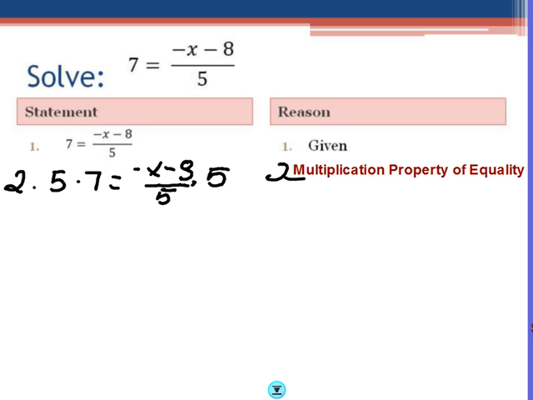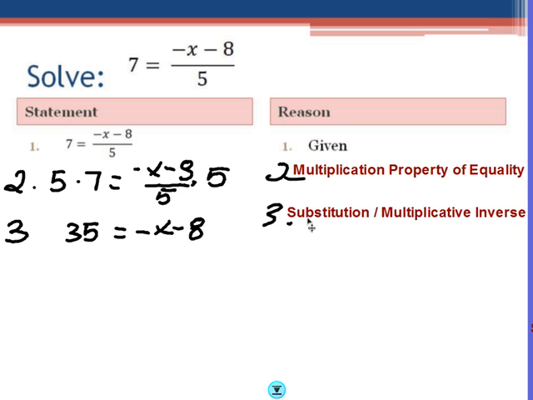If I go through next to get from step 2 to step 3, I see 5 times 7. I'm going to substitute in 35 equals, we know we're taking 5 and think of it as multiplying it by 1/5. So we're using our multiplicative inverse on this other side to get -x minus 8. So we have our two properties we're using, and that's going to be substitution and our multiplicative inverse.